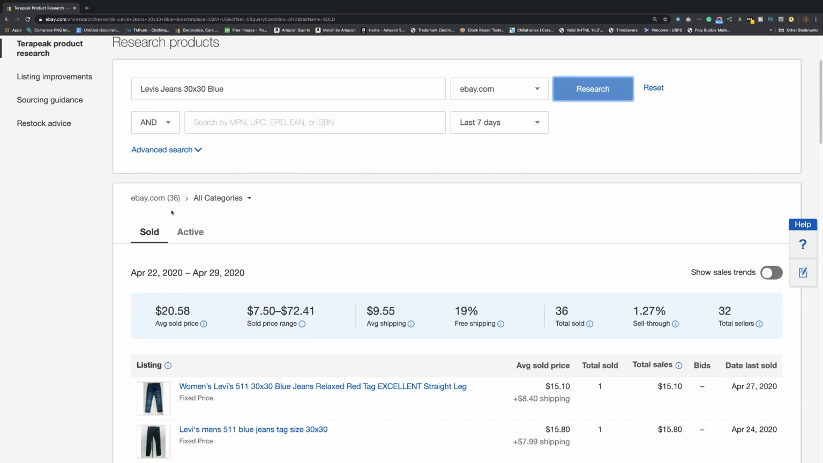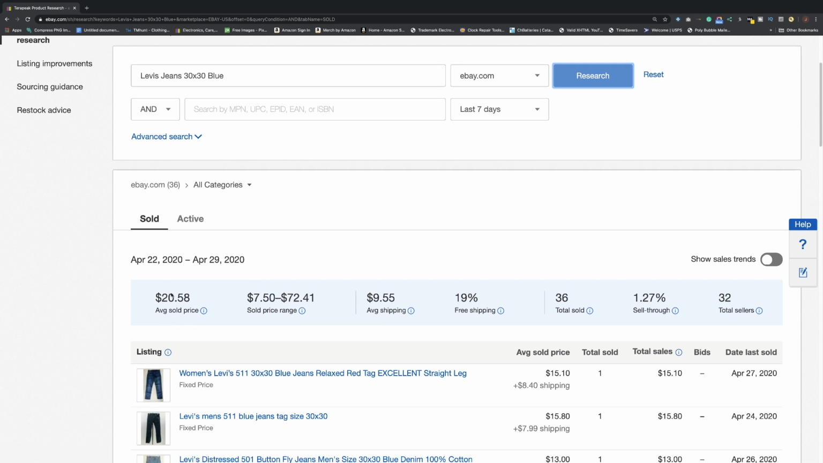And you'll see 36 sales in the last 7 days. The average price was $20.58, with a range of $7.50 to $72.41. People are charging shipping. Not everything always has to be free. You don't always have to give away the whole farm. You can definitely charge for shipping today. 19% of the orders here gave free shipping. The 1.27 is the sell-through rate, and there are 32 total different sellers.